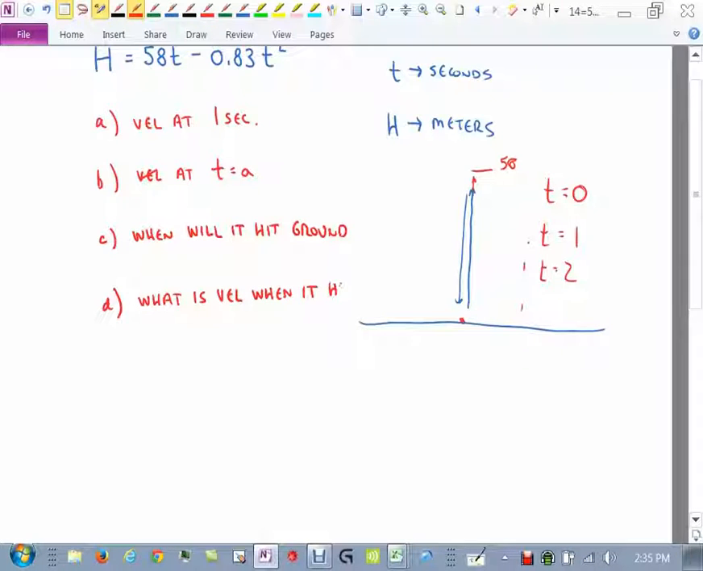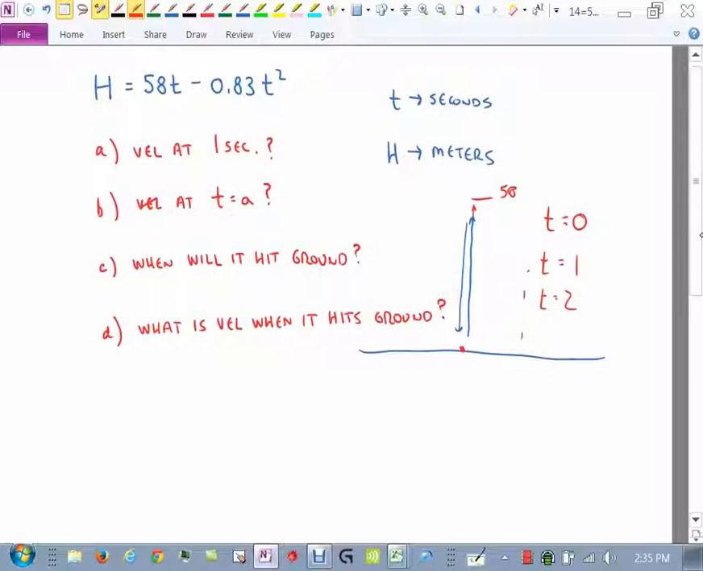So this thing goes up, right? And we want to know first of all, how fast is it going 1 second after it shot up into the air? Then we want to know how fast is it going at any point in time. Then we want to know how long is it going to take to hit the ground, and then at what speed it hits the ground with. So overall, what we're going to need to know is the velocity of this thing, right? We need to know its velocity at 1 second and at t equals a seconds, and we also want to know what the velocity is when it hits the ground. So let's determine what the velocity is.